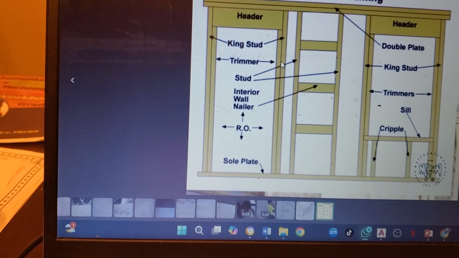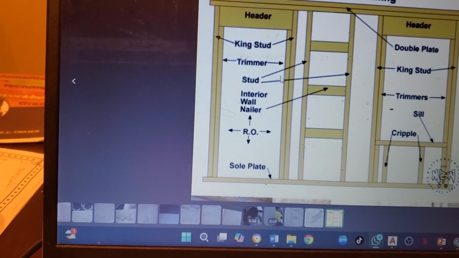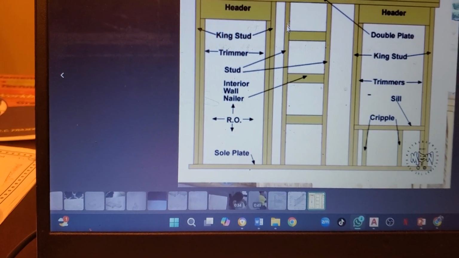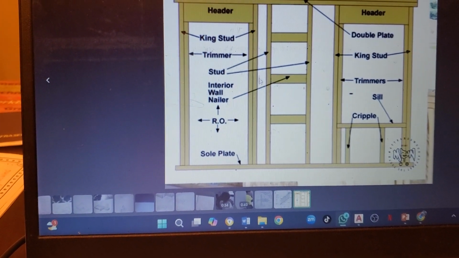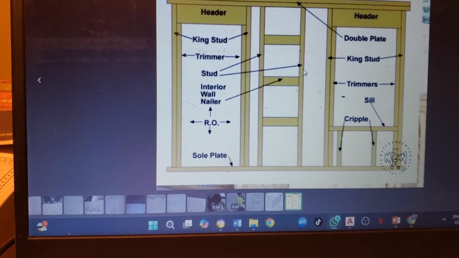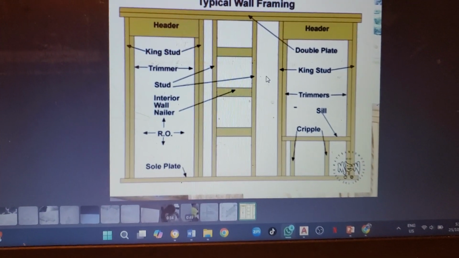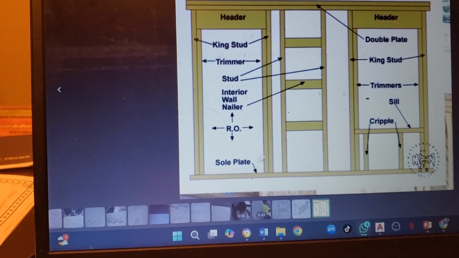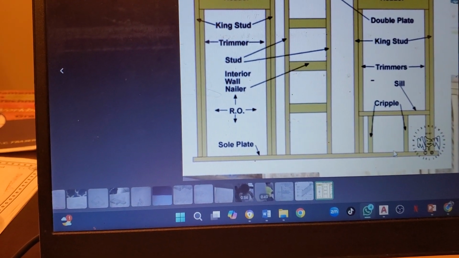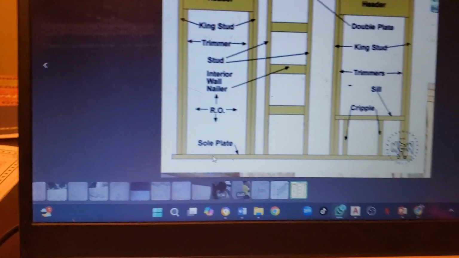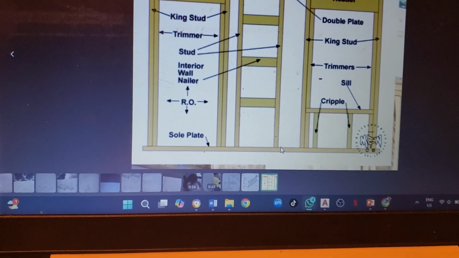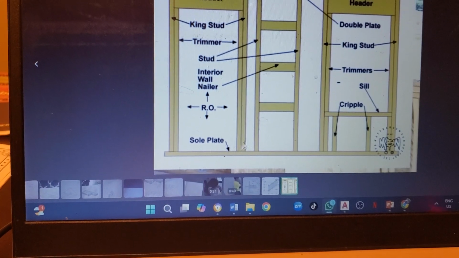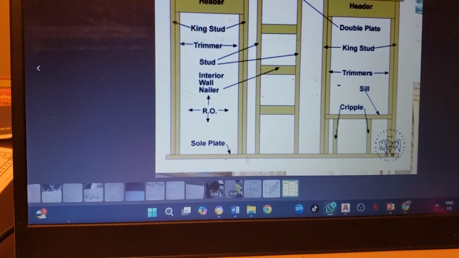So the door typically has two, or in some cases three, of these studs. Studs are the vertical members that make up a timber wall, pretty much. The sole plate is the horizontal piece at the base. The sole plate is where the wall is fastened to the floor. In some cases this might be double, but in most cases it is single.